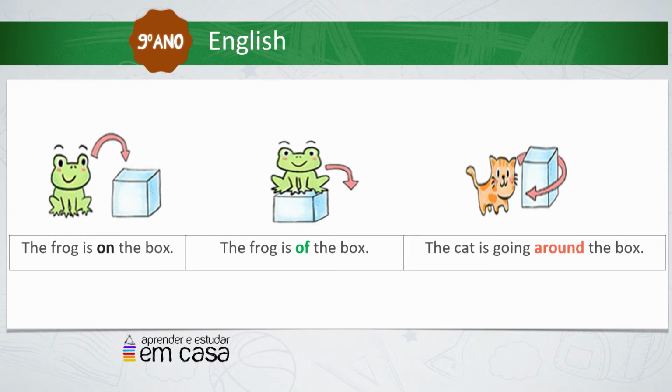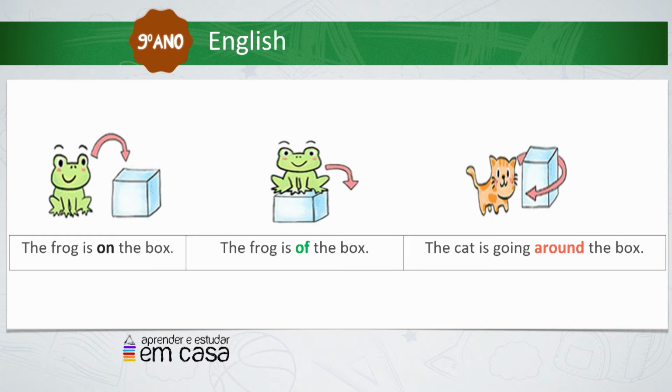In the first picture, the frog is on the box. All right? So look at the movement. The frog is going to be on top of the box. Now on the second picture, you have the same frog and the same box, but a different movement. Now the frog is on the box, but what is he going to do? What is his next movement? He's going to be off the box, all right?